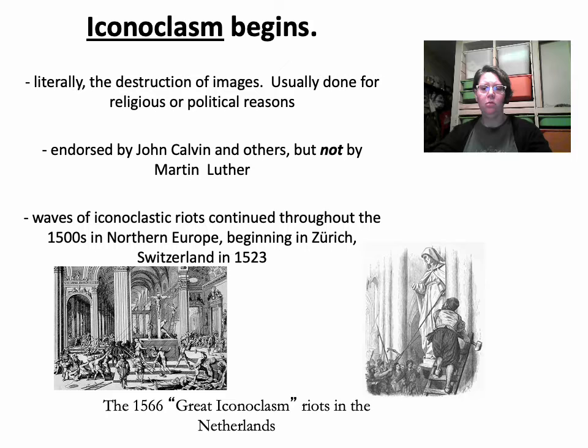One of the things that Martin Luther was upset about was the worship of graven images, meaning he felt like the churches were using pictures to worship. And so iconoclasm begins. Iconoclasm literally means the destruction of an image. It's usually done for political or religious reasons. It was endorsed by John Calvin. He's the one that started the United Methodist movement. But Martin Luther did not agree with destroying the images. But there were waves of iconoclasm throughout Northern Europe. It began in about the 1500s in Zurich, Switzerland, and just keeps going throughout Northern Europe.